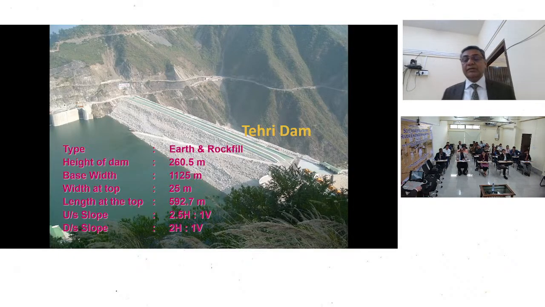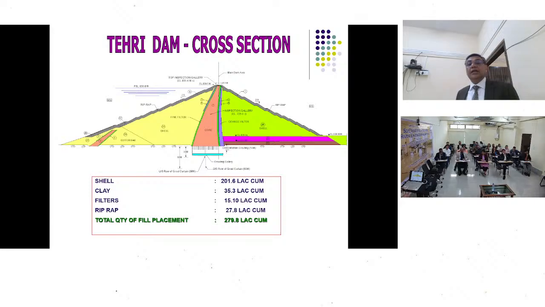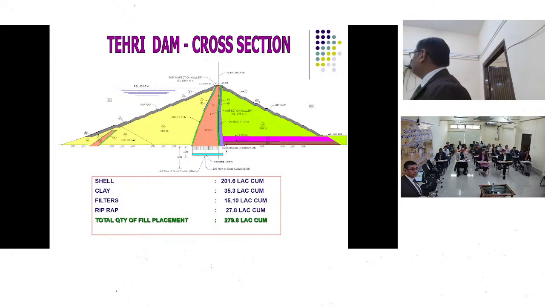And when we were doing the quality assurance, we could feel the vibration of the rollers when they used to move past us. Typical cross section. Tehri Dam consists of a clay core, then there is the upstream fine filter, then upstream coarse filter, downstream fine filter, downstream coarse filter, and it has an inspection gallery at the top, another inspection gallery here in the clay core, and then different types of shell materials.